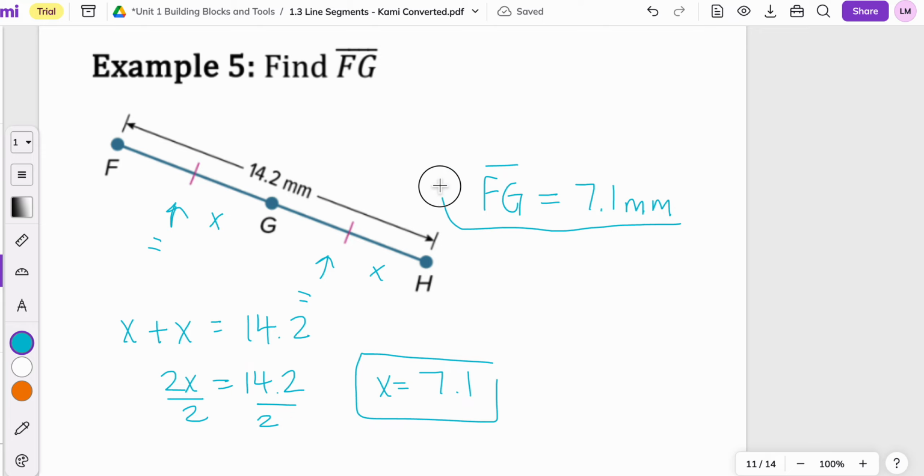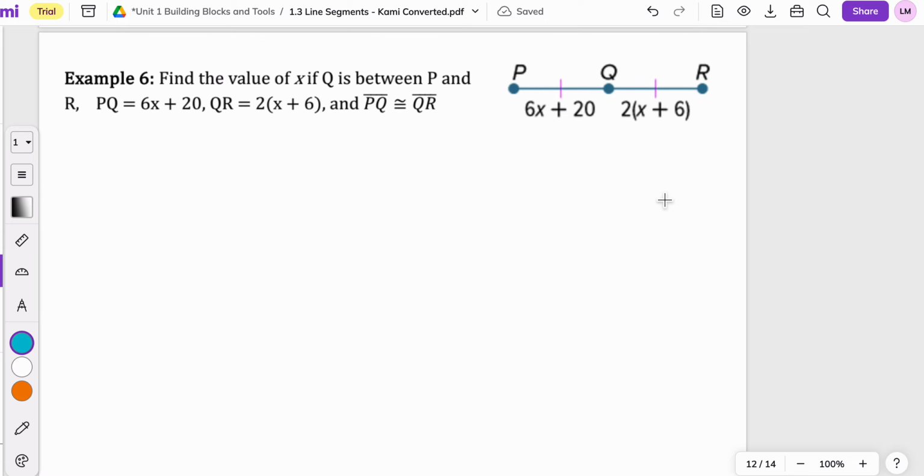Okay, now you didn't have to write the equation there. I realize you can say, oh, I know 14.2 could be cut in half, and I can get my 2 congruent segments that way. Why don't you pause the video here and try example 6 on your own, and when you're ready to check it, go ahead and click play.